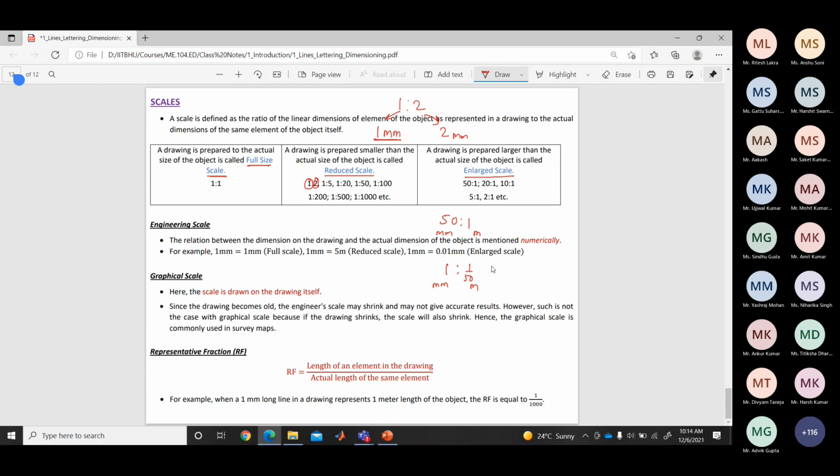Okay, so we have examples here. It will get clear, don't worry. So these are called engineering scale. What do you mean by engineering scale? As we are engineers, we are mentioning the scale on the drawing. We are mentioning the scales on the drawing numerically. This is an important thing.